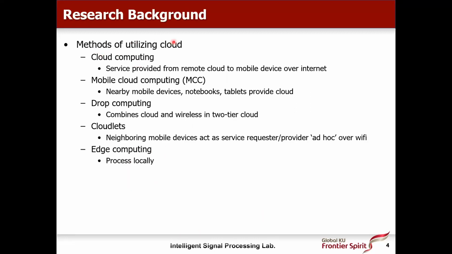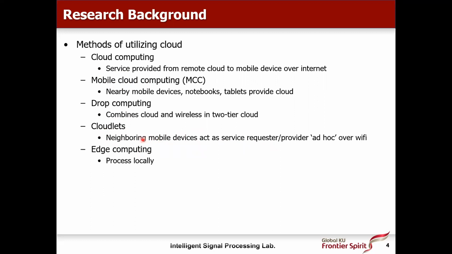So the ways of using the cloud are largely 5 different ways. The first way is the cloud that everyone knows, using a remote cloud, connecting over the internet and using that to do the processing. Mobile cloud computing is similar, but instead of using a remote server, it just uses nearby mobile devices, notebooks, tablets. Drop computing combines cloud and wireless in a 2-tier cloud. Cloudlets are higher spec devices than those typically used in mobile cloud computing.